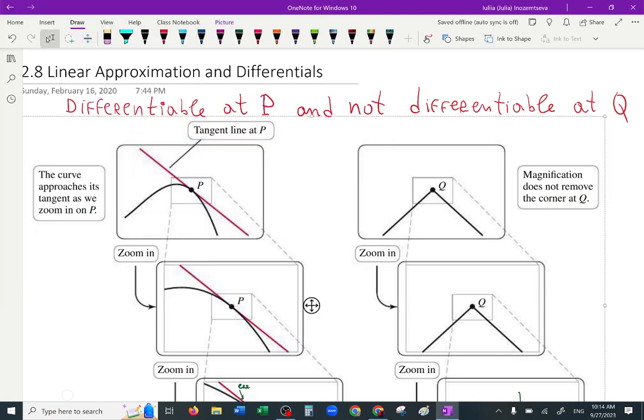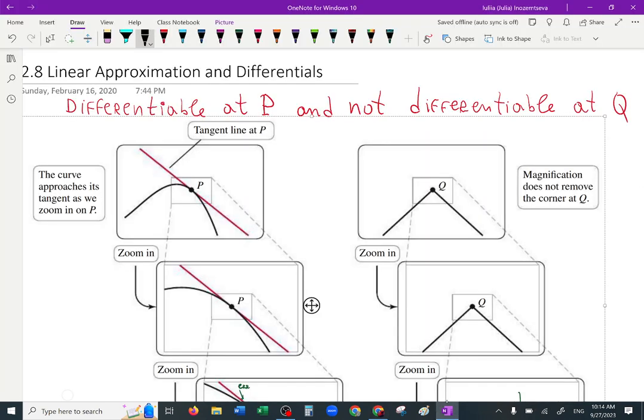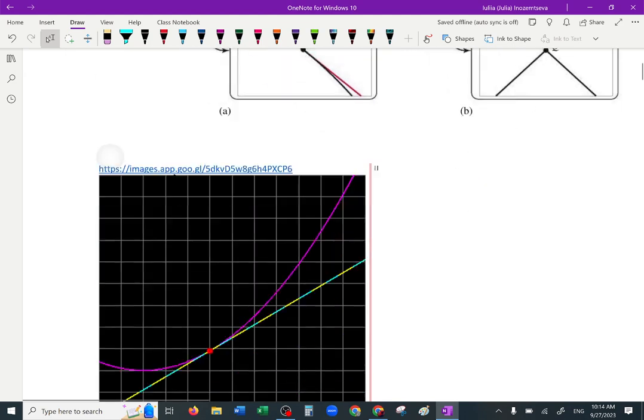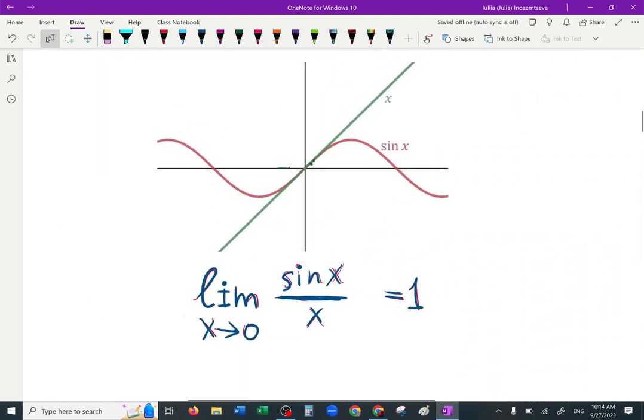So, linear approximations and differentials. Check out what I prepared for you. Do you remember, let me see first if you remember, this cool limit you had in the homework?